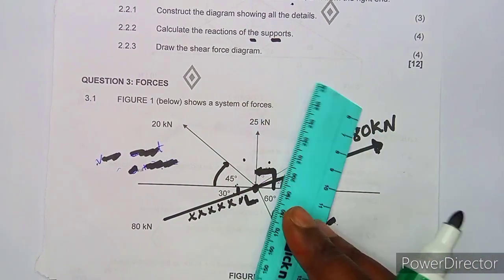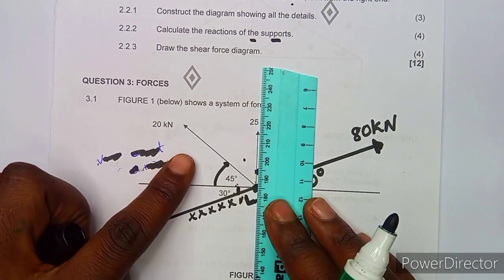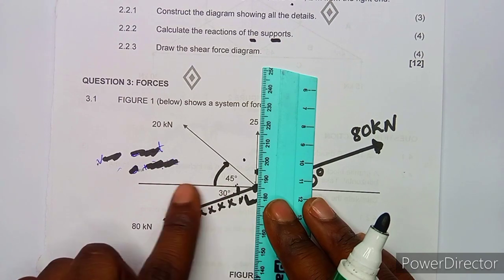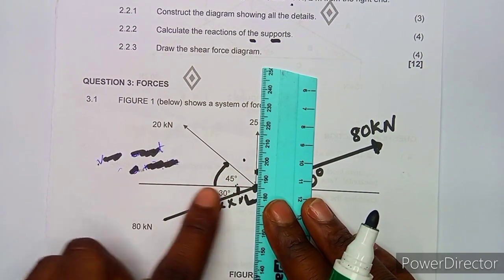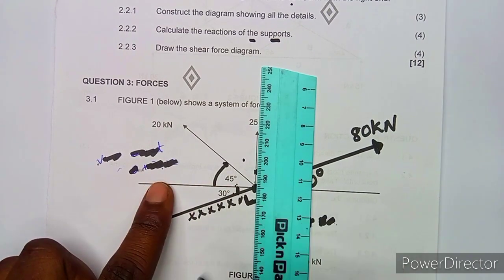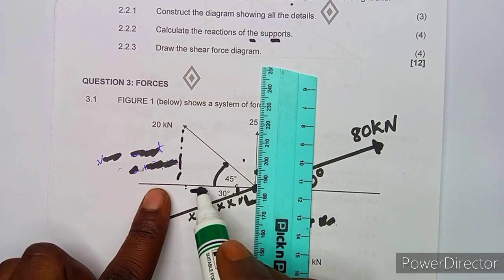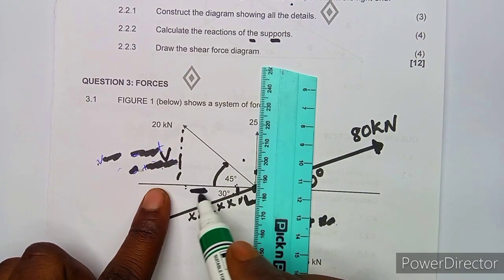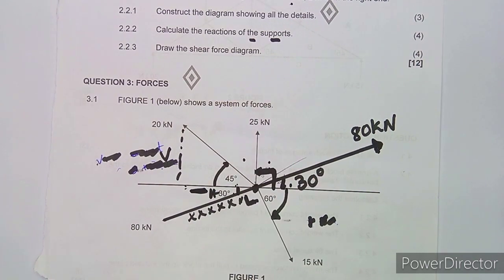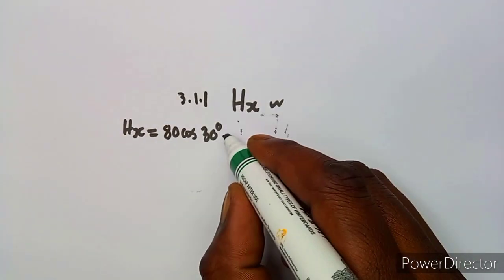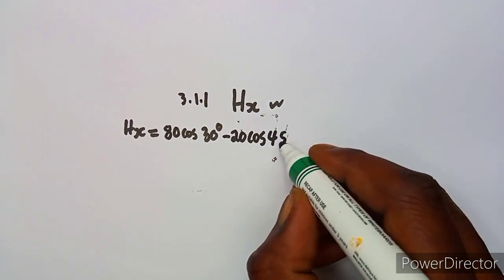Okay. We move on to this 20 here, this force of 20. So it's 20 cos 45, but it's on the negative side because this is the origin and this side is negative. The horizontal will be on this line. This is the horizontal like this, and this is your vertical. So this is negative horizontal. Okay, so it's going to be negative 20 cos 45 degrees.